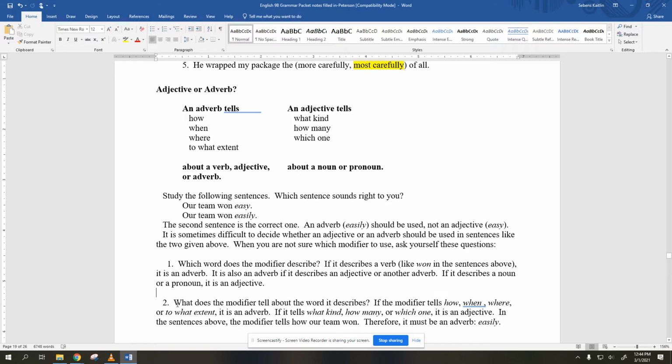Again, what does the modifier tell about the word it describes? If the modifier tells how, when, where, or to what extent, it's an adverb. If it tells what kind, how many, or which one, it's an adjective. In the two sentences above, the modifier tells how our team won. Therefore, it is an adverb. Easily is the correct answer. It's a lot of vocabulary and a lot of in-depth sentences, but really, this is the most condensed way to decipher the difference between an adverb and an adjective.